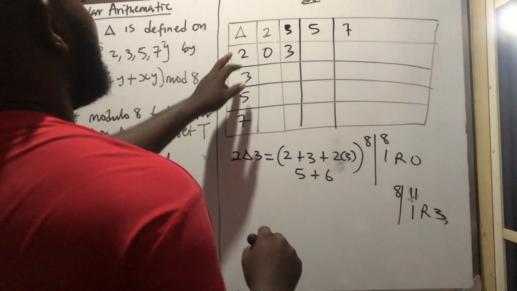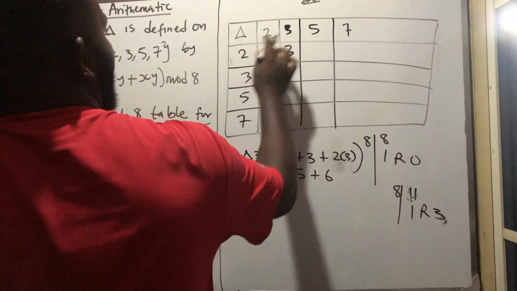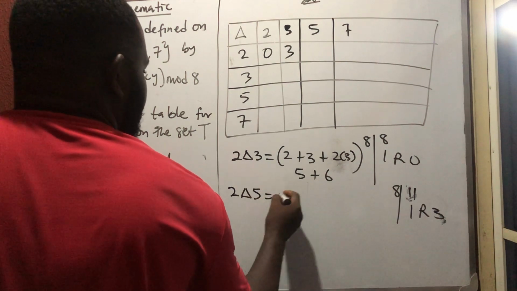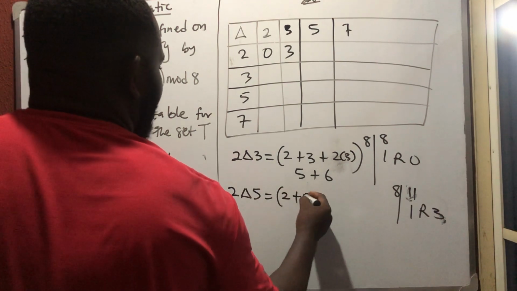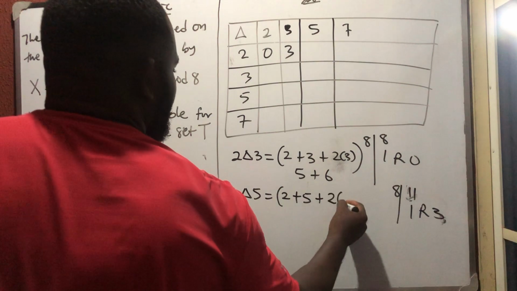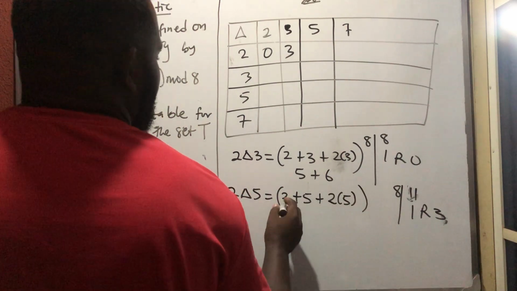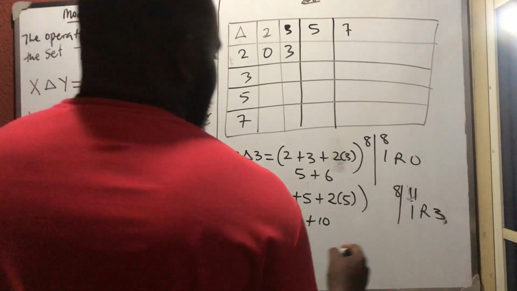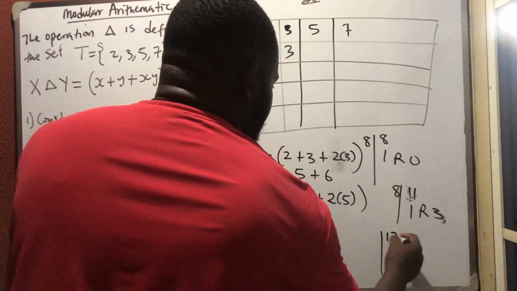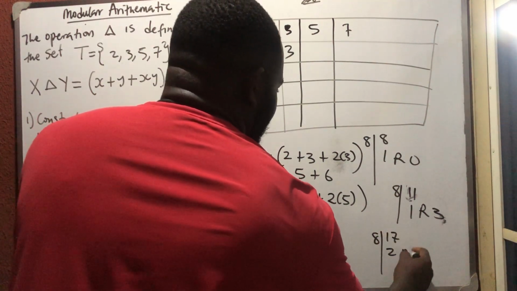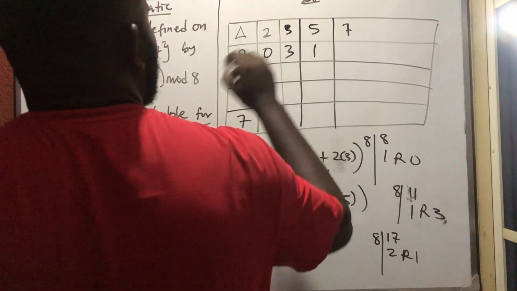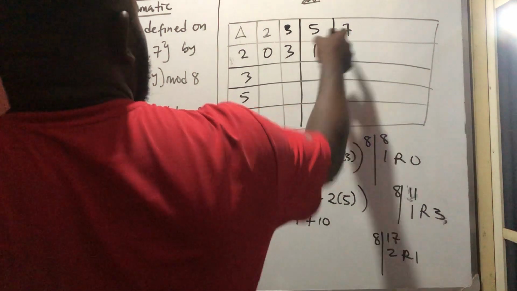So the next one is 2 operating on 5. 2 operating on 5 is what? 2 plus 5 plus 2 times 5. Okay? 2 plus 5 will give you 7, plus 2 times 5, 10. I'm having 17. So 17 divided by 8 is 2 remainder 1. Okay? So the remainder is 1. Then 2 operates on 7.